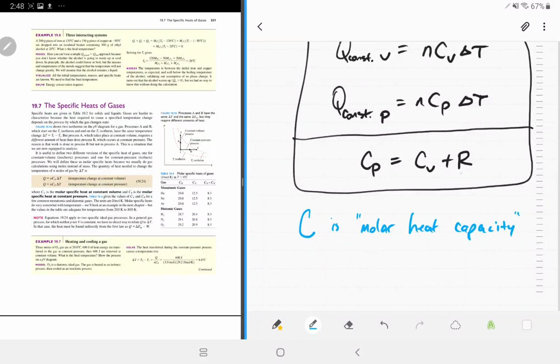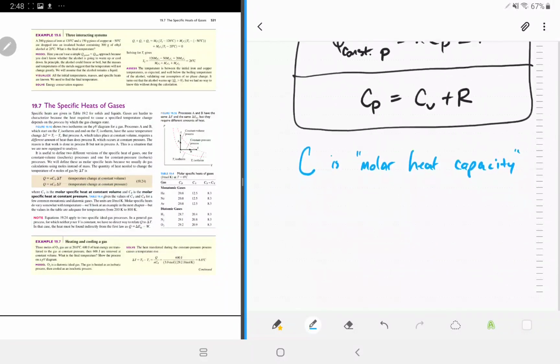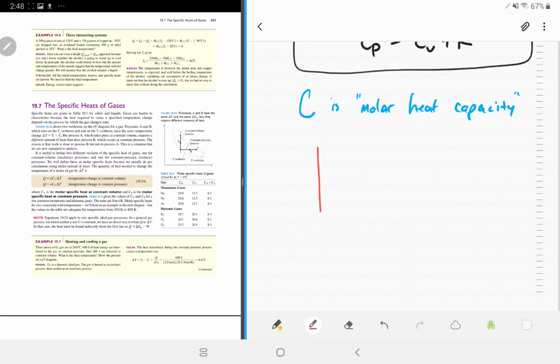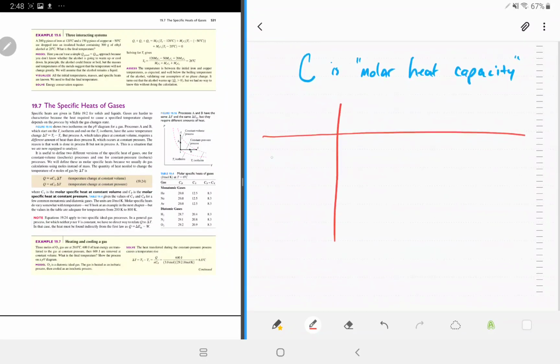Something that has joules per mole Kelvin is the ideal gas constant too. So notice how these are the same dimensions. CP is the molar heat capacity at constant pressure, and CV is the molar heat capacity at constant volume. Remember, the subscript is saying which quantity we're holding constant. Now, the actual value of CP or CV depends on what kind of gas you have. For a monoatomic gas, the value of CV is always 3/2 R.